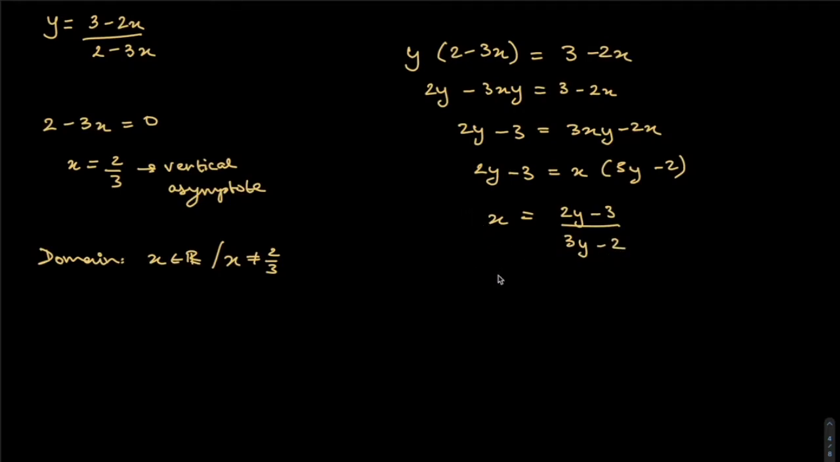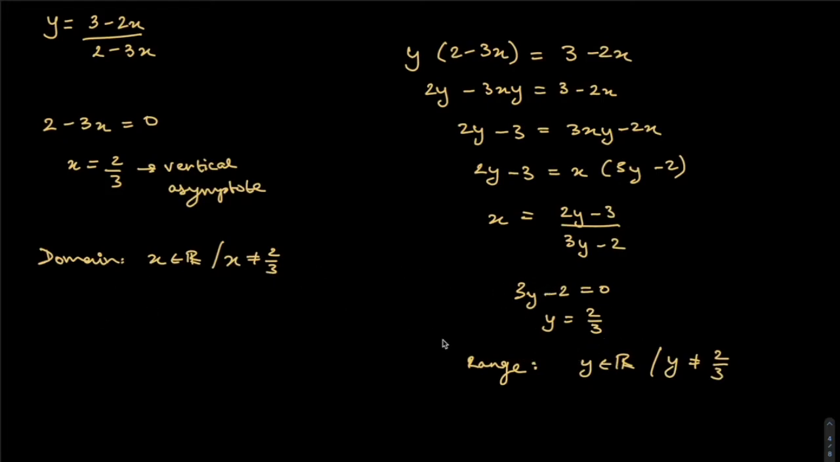So y is going to be 2x minus 3 upon 3x minus 2. Okay? So now, if I find the domain of this, I can say 3x minus 2 is equal to 0, x is equal to 2 by 3. So my range is y belongs to all real numbers, but y does not equal 2 by 3, right? That is my final part.